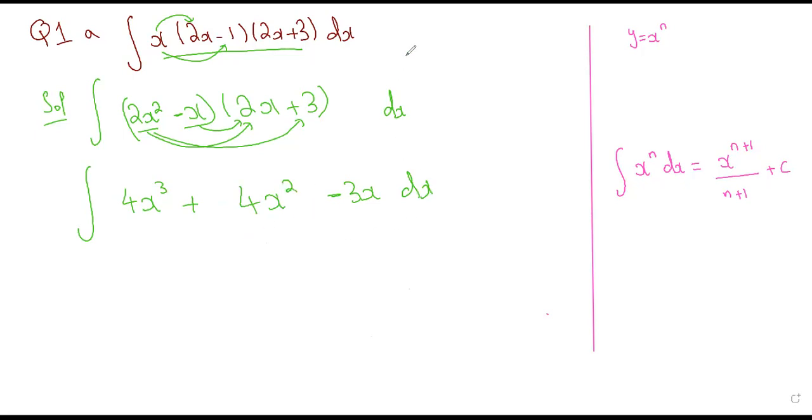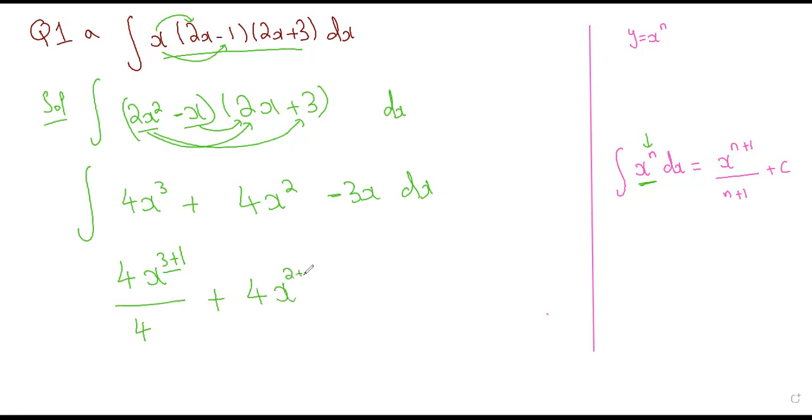Now I am in the position to integrate it. I have x with some power n, so I know how to integrate it. I will keep 4 as a constant. I will ignore 4, so 4 would come as it is. x to the power: the old power was 3, plus 1, the new power is 4. I'll divide that by 4. Plus 4 would come as it is.